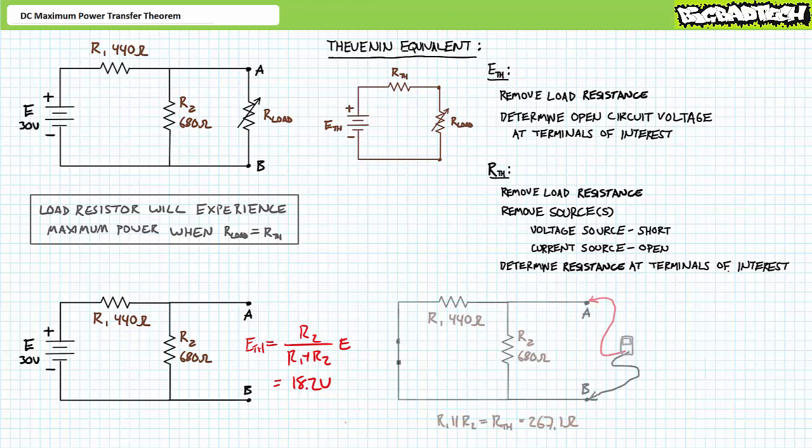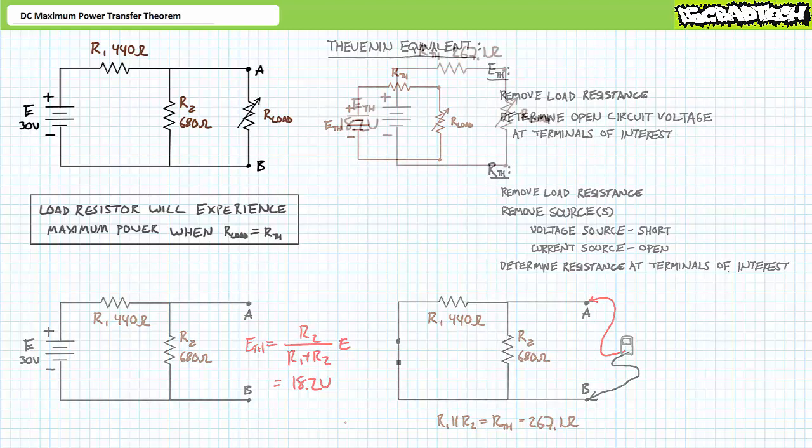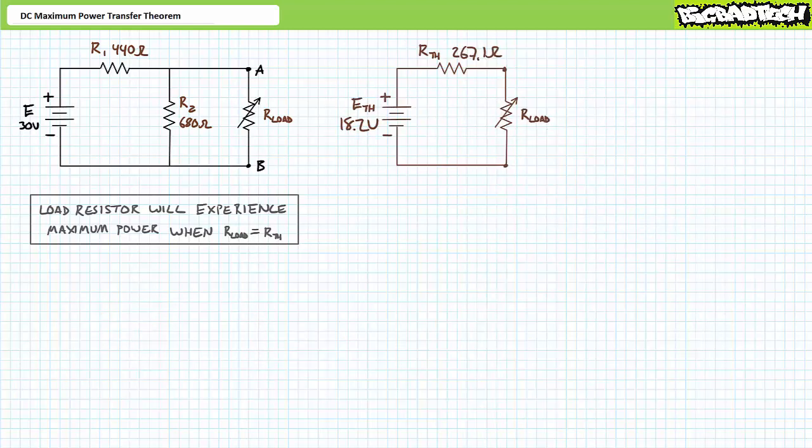The application of the voltage divider rule demonstrates that Thevenin's equivalent voltage seen by the variable load resistor would be 18.2 volts. To solve for the Thevenin's equivalent resistance, we need to remove the load resistor and the source, and then determine the resistance at the terminals of interest. With the load resistor removed from consideration and the voltage source replaced with a short circuit, an ohmmeter placed at the terminals A and B would see R1 in parallel with R2 for a Thevenin's equivalent resistance of 267.1 ohms. The Thevenin's equivalent circuit seen by the variable load resistor would therefore be an 18.2 volt source in series with a 267.1 ohm resistor in series with a variable load resistor R load.